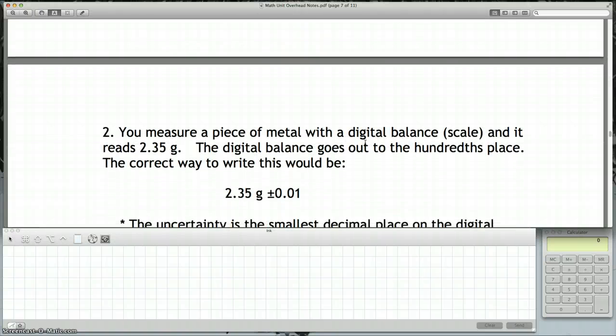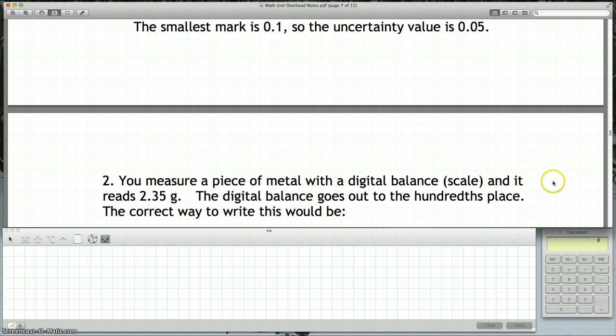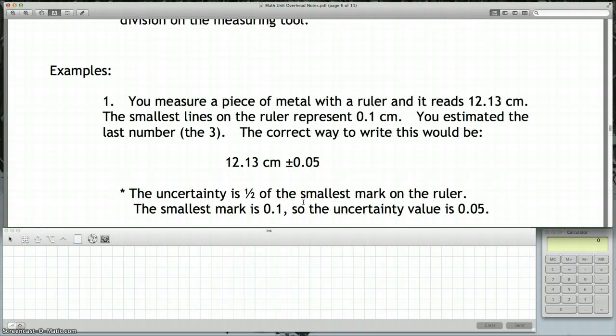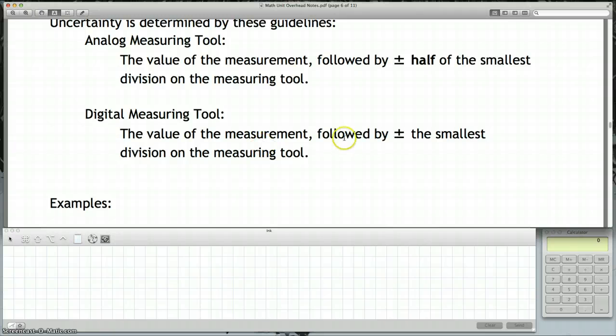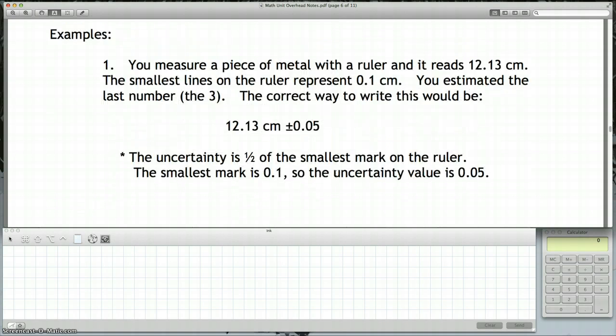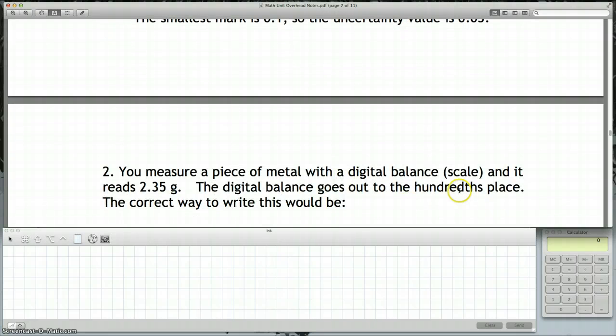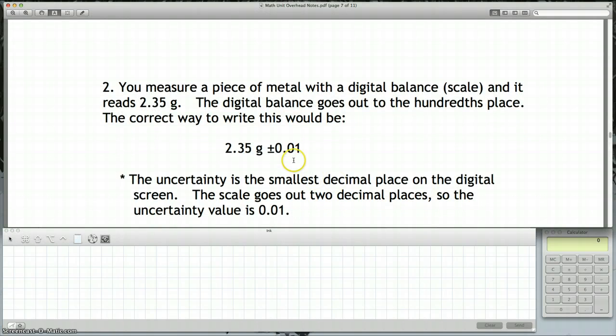Next example. You measure a piece of metal with a digital balance, a scale. So you figure out the mass of it, and it reads 2.35 grams. The digital balance goes out to the hundredths place, which is 2 decimal places. And if you look back at our rule, for a digital measuring tool, it's plus or minus the smallest division of the measuring tool. The smallest division is the hundredths place. So plus or minus 0.01, 1/100th.